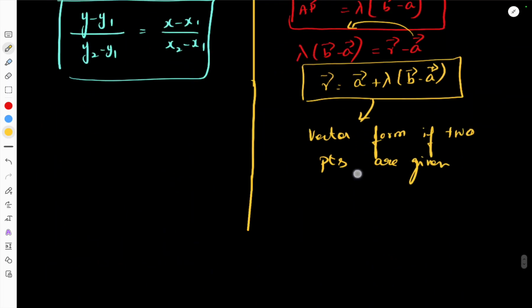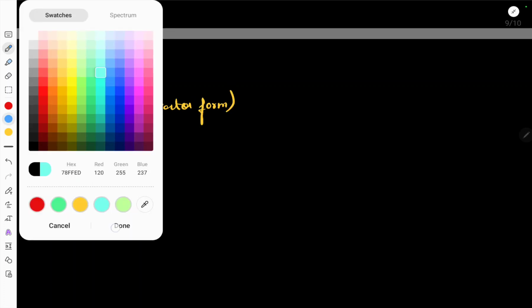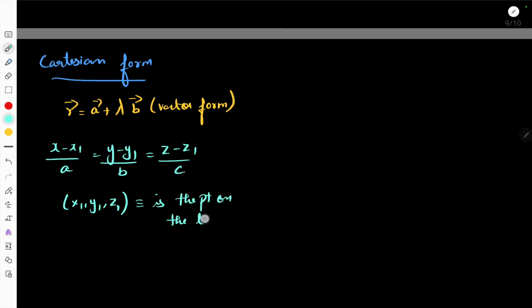So now we will see the Cartesian form. Just I will write the previous one: if R vector is equal to A vector plus some lambda times B vector, this is the vector form, and the Cartesian form for this was x minus x1 by A equal to y minus y1 by B equal to z minus z1 by C. Okay, so this x1 comma y1 comma z1 is the point on the line, and this A, B, C are the directional ratios of the parallel vector.